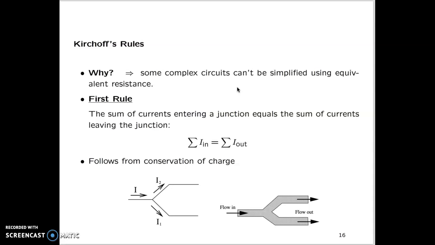Okay, and that means that we have to use a different method, and we use what we call here Kirchhoff's rules. Okay, so we're going to introduce Kirchhoff's rules. I'll tell you first what the rules are, and then I will tell you how to use them, and then I will, most importantly, go through an example where we use the rules to solve the circuit. Okay, the first rule is a simple one. We've actually referred to it previously.